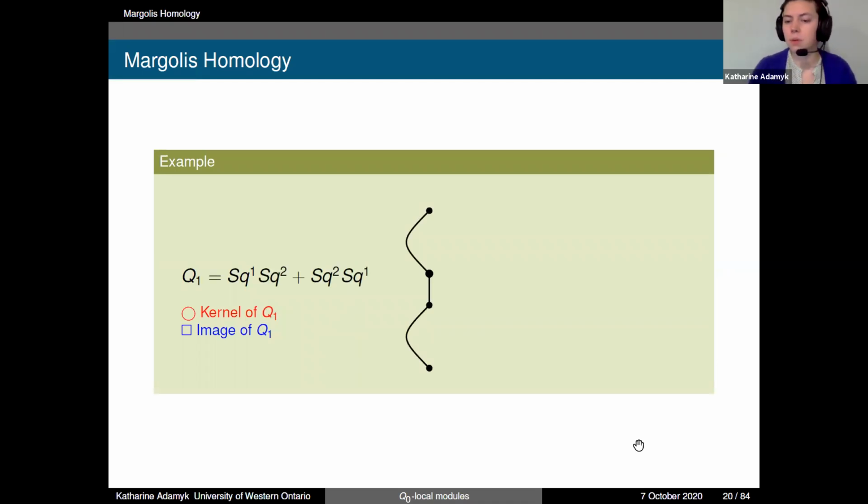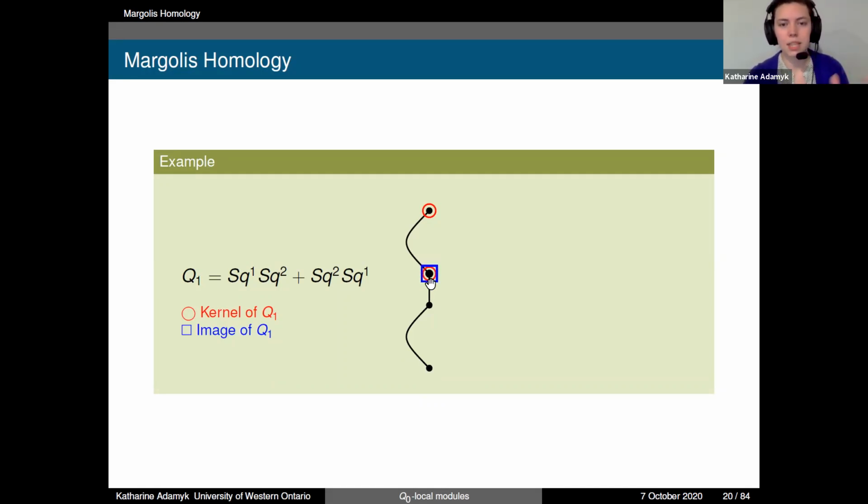Okay, the Q1 Margolis homology is a little more complicated, but we can conclude immediately that these top two classes are going to be in the kernel of Q1 for degree reasons. The degree of Q1 is 3, and there's nothing 3 degrees above either of these classes for them to hit. So now if I look at the action of the bottom class, Sq1 Sq2 hits this class in degree 3, and Sq2 Sq1 acts trivially. So this is Q1 of the bottom class.